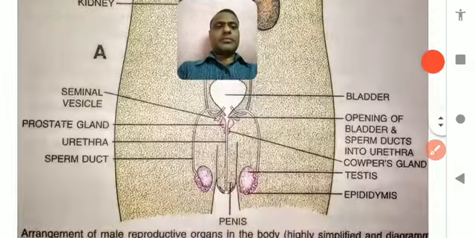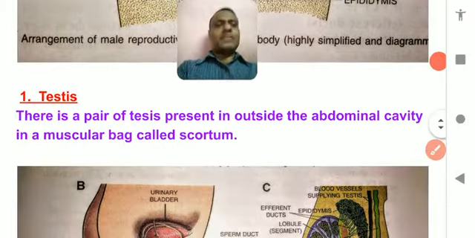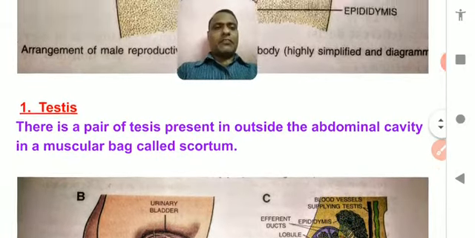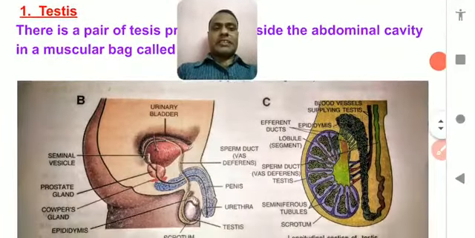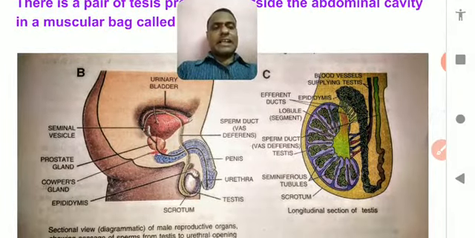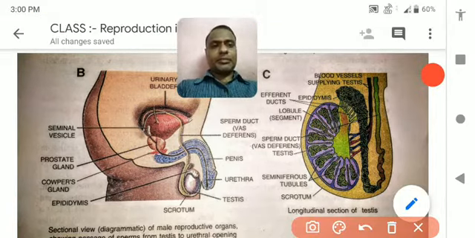Okay, let's have a look at different topics. I have given the figure. It is a cartoon. Now the actual figure is given over here. It is the side structure of the testes. You can see there is a testis.